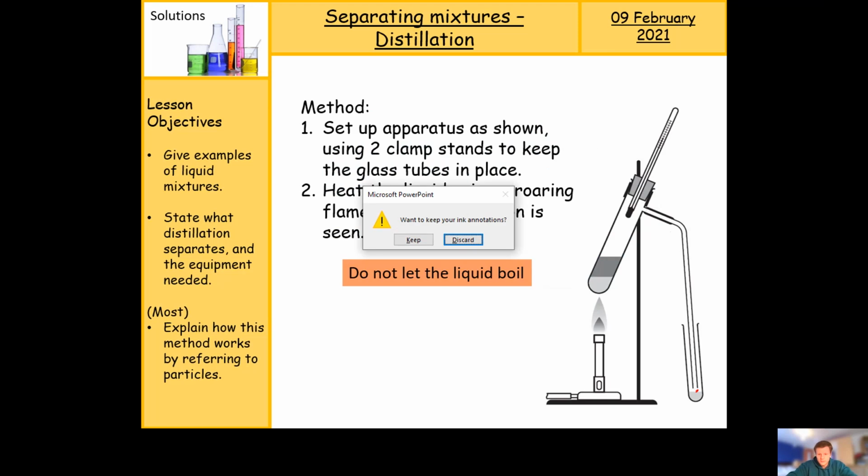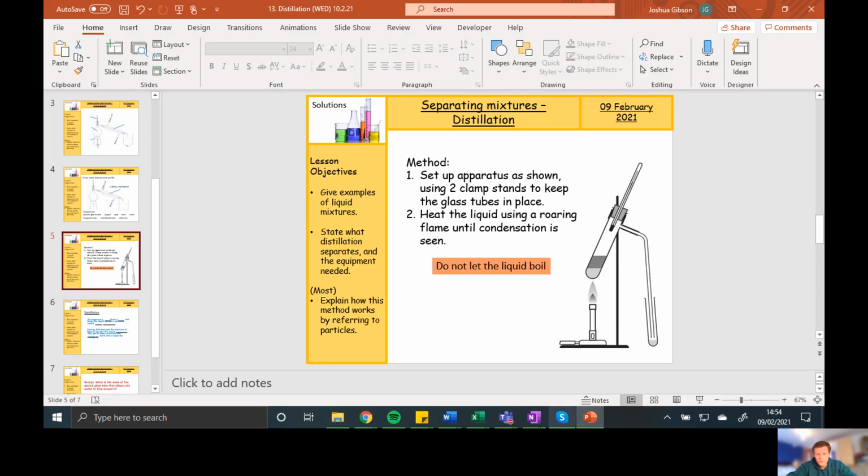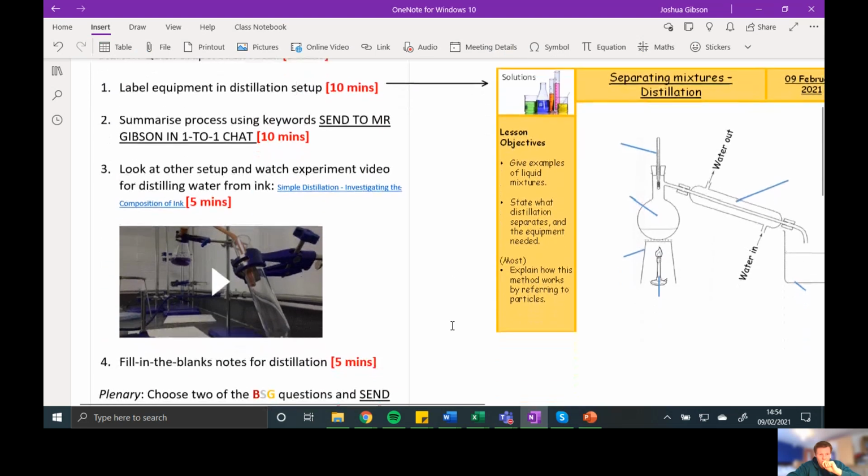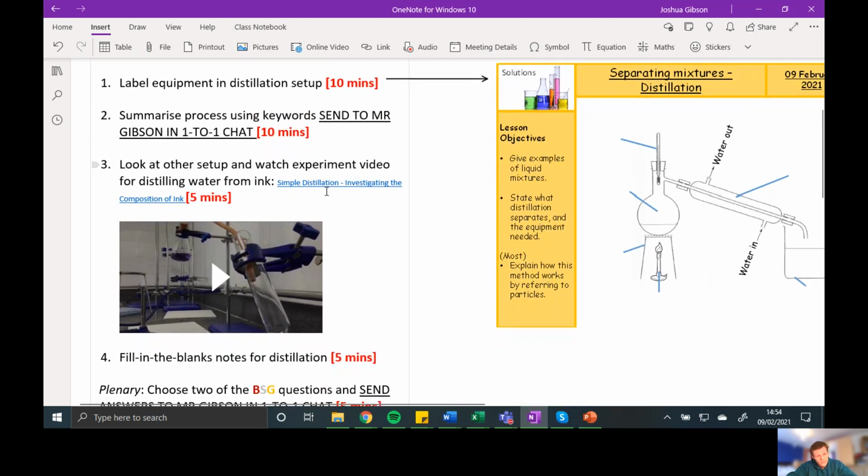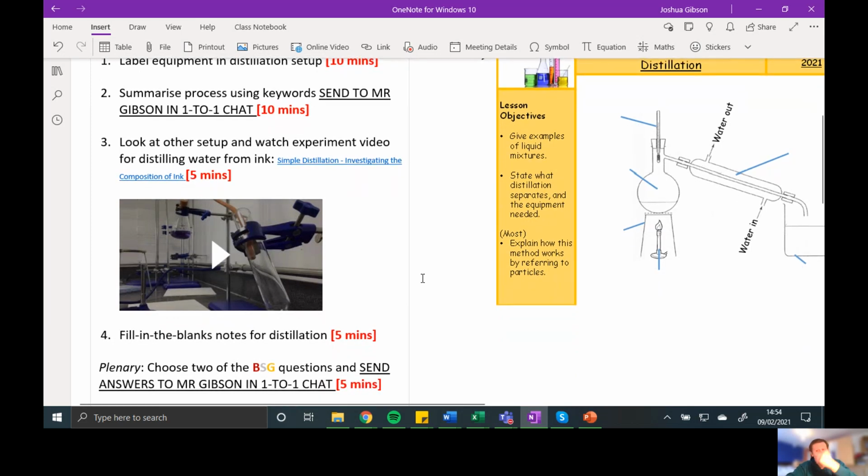So what I'd like you to do now to get a feel for this a bit better is go into the OneNote and watch this video of someone doing this experiment with water and ink. Okay, so that's two liquids. And like I said, we can do distillation with liquids or solids. The good bit about the liquids is that ink has a higher boiling point than water.